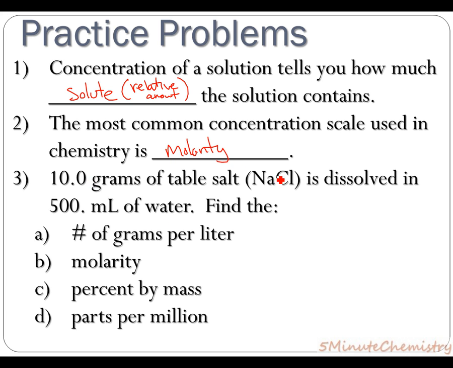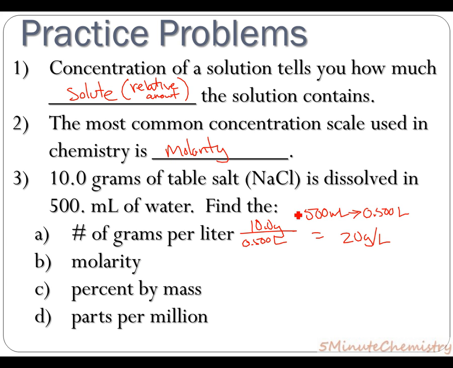10 grams of table salt is dissolved in 500 mils of water. Find the number of grams per liter. So I've got 10 grams of table salt, and then I have 500 mils of water. So what we'll have to do is convert that 500 milliliters to 0.500 liters. 10 grams divided by 0.500 liters gives us 20 grams per liter.